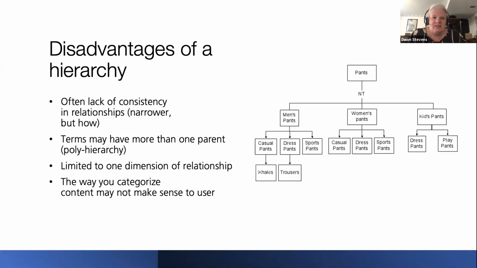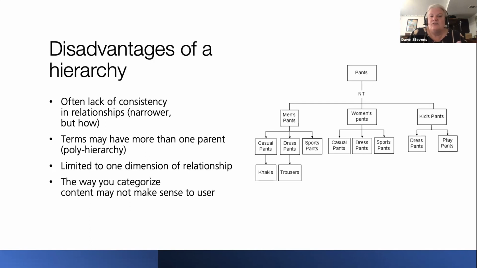Now, the disadvantages of that is, as I was saying, oftentimes there's a lack of consistency in the relationships. It's narrower, but how is it narrower? We also run into many situations where we end up with this idea of a polyhierarchy, where a term could have more than one parent. Where do we put it? In fact, in this example, where we are subdividing pants, the clothing pants, right? We have categories down here, dress pants, for example, that show up in every single one of these things. In fact, we could draw this tree differently, where we only have a single node called dress pants that would point to all three of these other higher level categories. So we have that polyhierarchy, and that could be an advantage. From a user perspective, I don't know which of these categories, but it doesn't really matter. I still get to it. It could be a disadvantage in some ways as well, that it's confusing to know where we should be going.